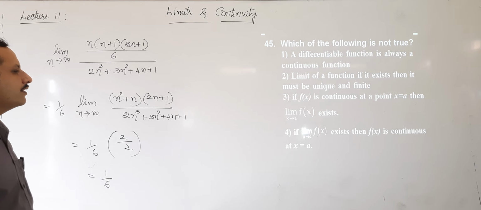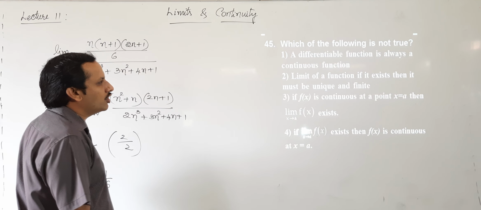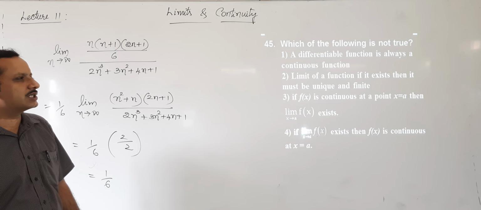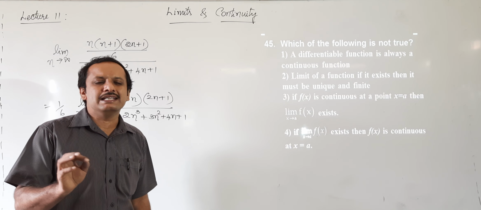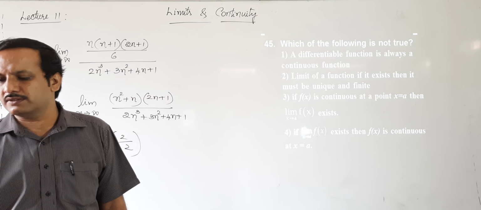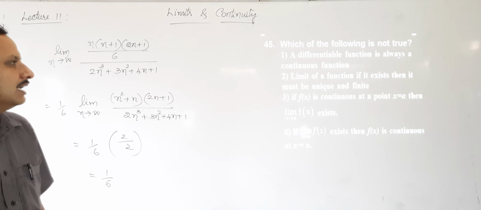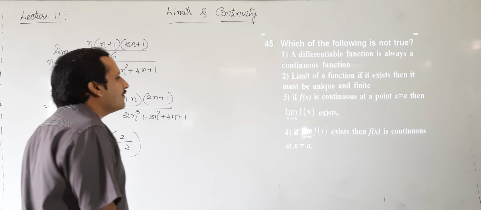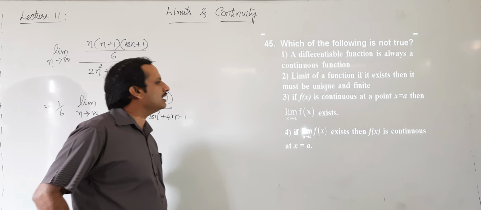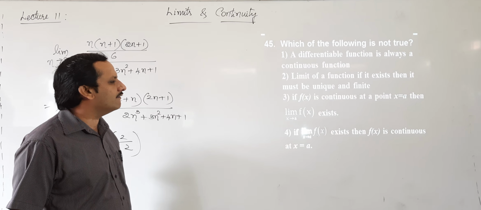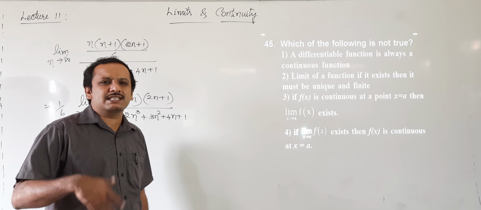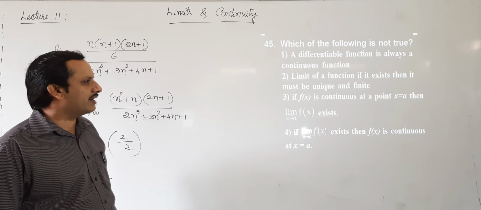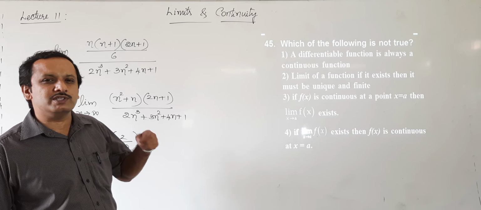Next question, 45th question. Which of the following is not true? A differentiable function is always a continuous function, which is true. Every differentiable function is a continuous function. Next, second: limit of a function, if it exists, then it must be unique and finite. That is also true. The question is which is not true.